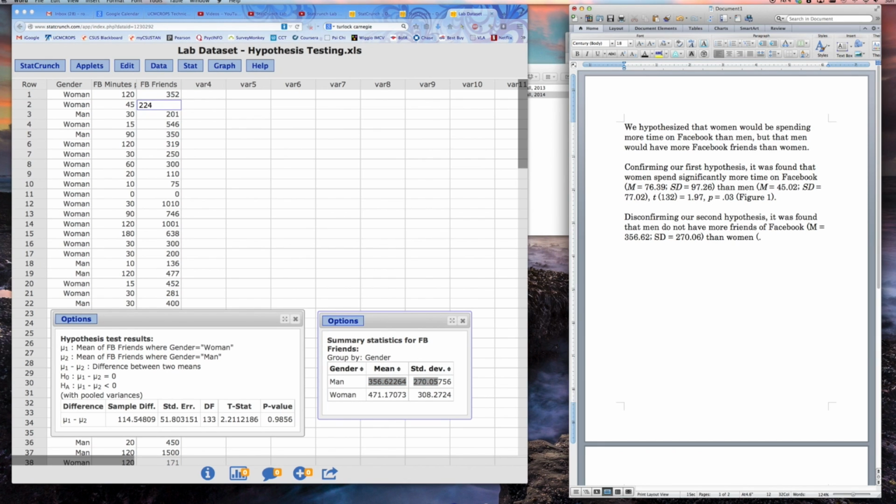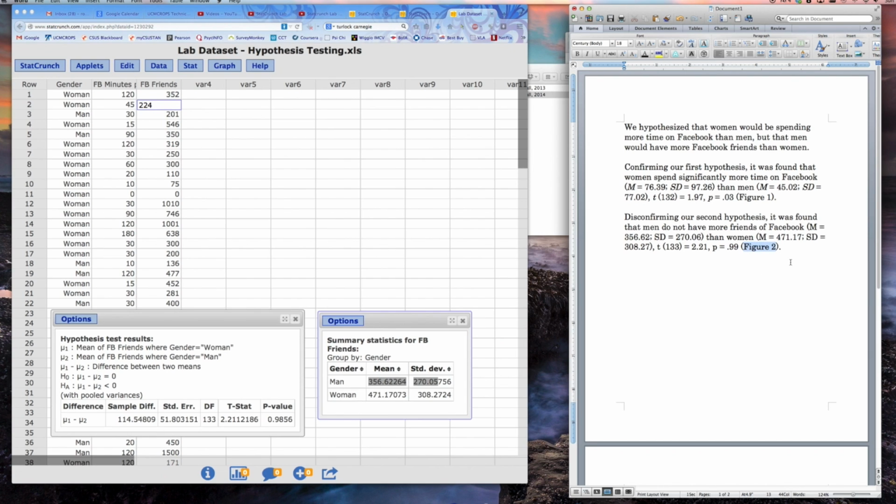And then for women, they had a mean of 471.17 and a standard deviation of 308.27. And at the end, we're going to put in, again, a T for T statistic, put in our DF, right here, degrees of freedom, 133. So apparently one more person answered this question for either men or women compared to this question. And then our T statistic, which is 2.2, so 2.21. And our p-value is equal to 0.99, because rounding up. So right there is about as high a p-value as you can get. And we'll go ahead and make a figure for this too. So our figure is figure 2.